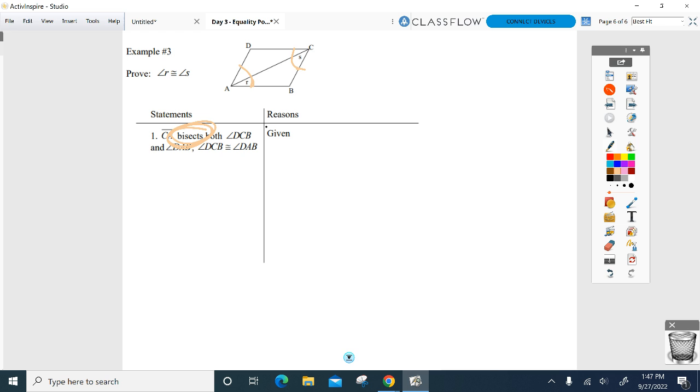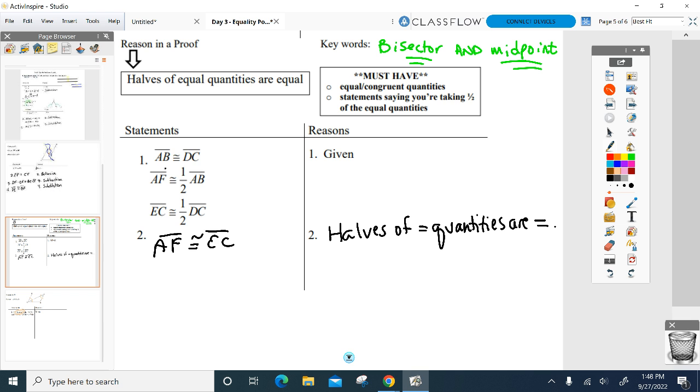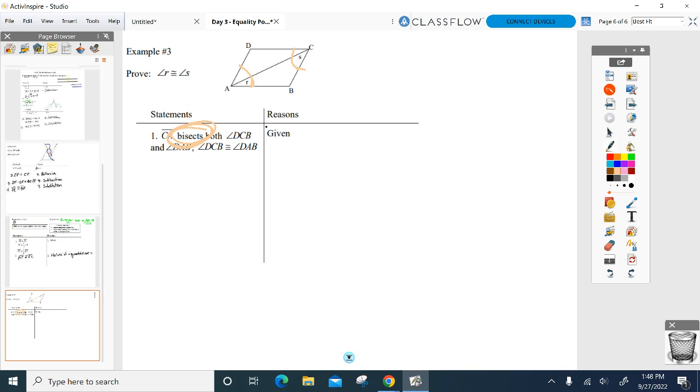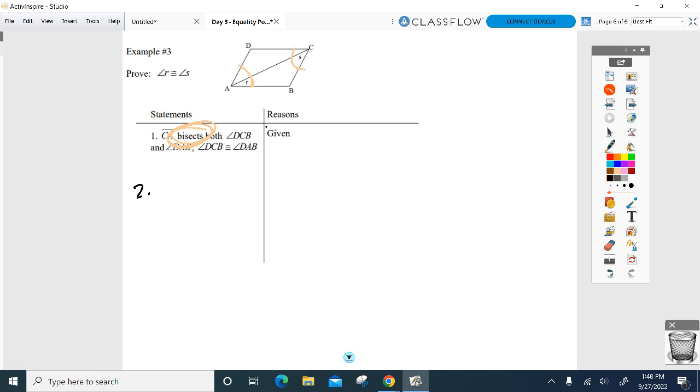What's happening to DAC, DCB, and DAB? Which means what? They're being cut in half. You need to tell me that. You are not allowed to use halves of equal quantities until you tell me the two that are congruent are being cut in half. Look at your last proof. See how I gave you that they're being cut in half? You need to write that for me now before you say halves of equal quantities are equal. So again, name one angle that's being cut in half. Half of DCB. Show me you're cutting it in half.